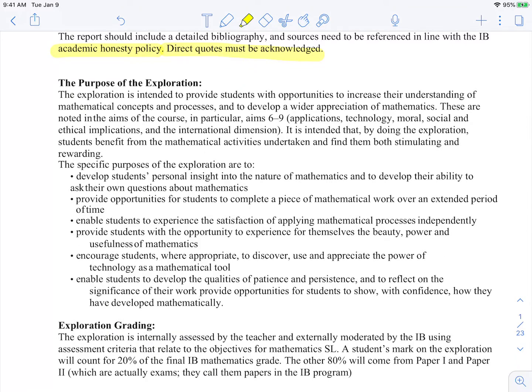The next paragraph talks about the purpose for the exploration paper. So you can go ahead and pause and read the purpose to why we create this paper.